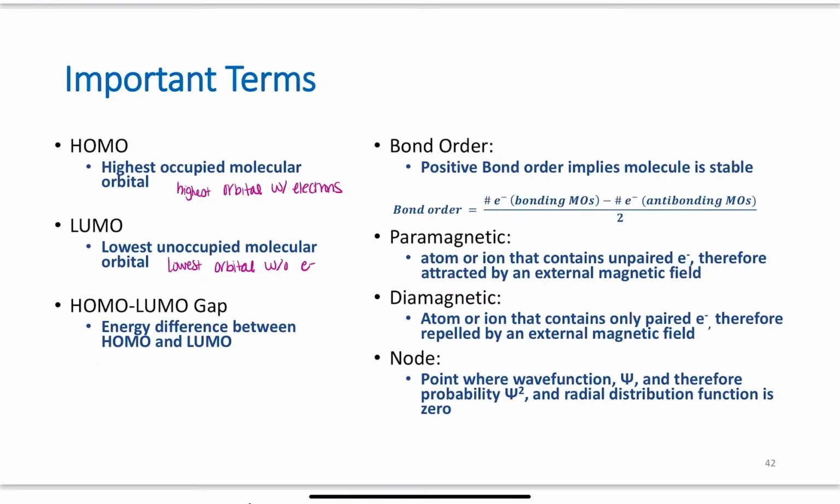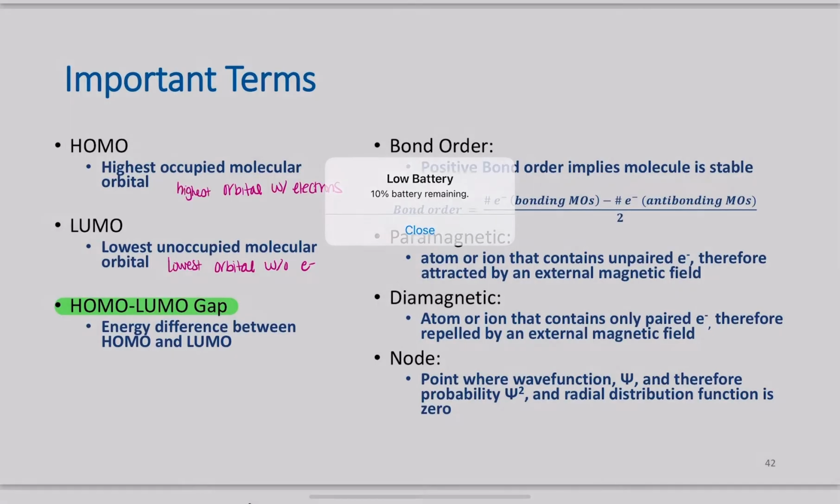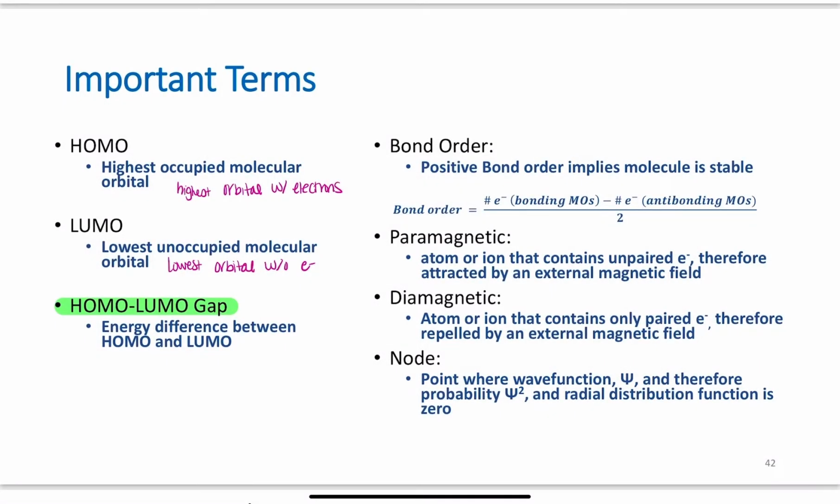This HOMO-LUMO gap comes into play in solid state chemistry. This is why I see things like why metals conduct electricity really well and nonmetals don't. It's based on their HOMO-LUMO gap. Nonmetals have a very large HOMO-LUMO gap, while metals, their HOMO and LUMO can actually overlap almost.